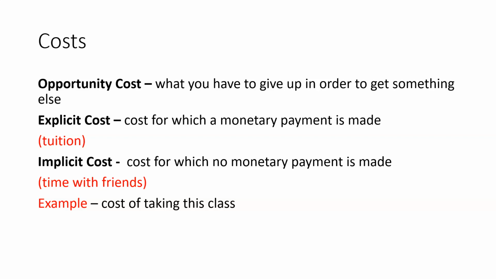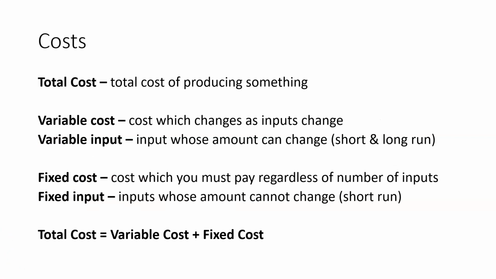But there are some other costs that are very important in business that we need to take a look at. Here are some of the other costs that we look at. Obviously, we first look at our total cost. What does it cost us in total to produce so many units of a good? Now, our total cost is made up of two other costs. That is a variable cost and a fixed cost.